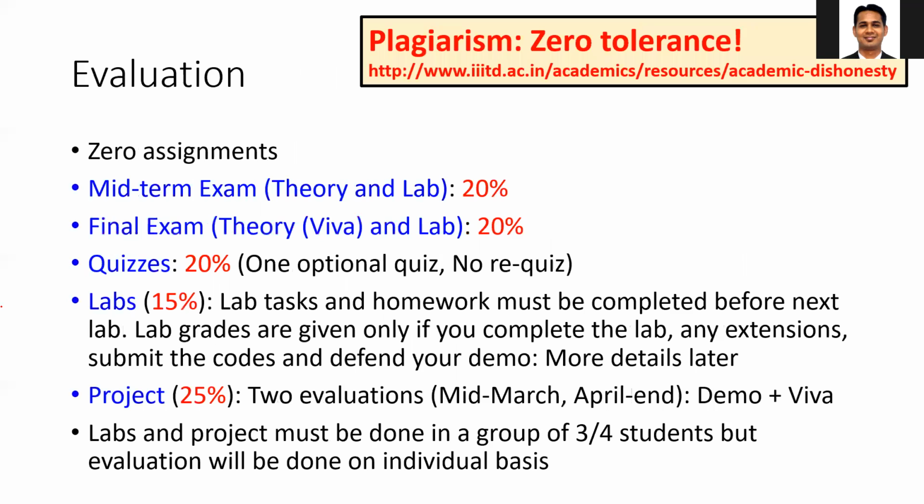Regarding the evaluation, we have increased the lab marks to 15%. So every lab carries 1.5 marks, and there will be 10 lab evaluations. The project component is 25% instead of 30%. Labs and the project must be done in groups of 3 or 4 students. Viva will be taken as a group viva, but anyone should be ready to answer the queries.